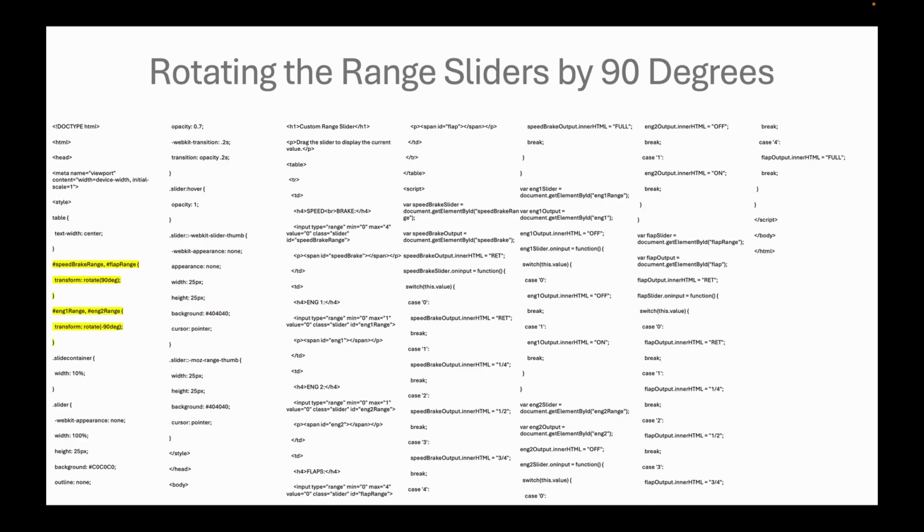We rotate the range sliders by 90 degrees, clockwise, or the other way around. 90 degrees would normally be clockwise, but if you put a negative sign, a minus sign, it would spin in the other direction. That is counterclockwise. Notice that the speed brakes and flap levers have been rotated 90 degrees clockwise, while the engines 1 and 2 lever for switching off or on have been rotated 90 degrees counterclockwise.